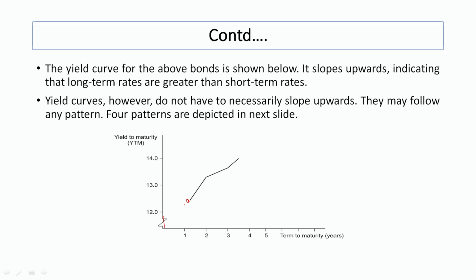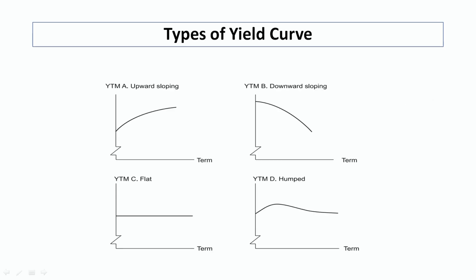Yield curves, however, do not necessarily have to slope upwards. It can be downward sloping, it can be a humped curve, it can be a flat curve; it depends upon the structure of the yield to maturity it is generating. The next topic that we are going to discuss is the types of yield curve. Here I have mentioned the upward sloping yield curve, downward sloping yield curve, flat curve and hump shape curve. Now, I am going to explain this in detail.